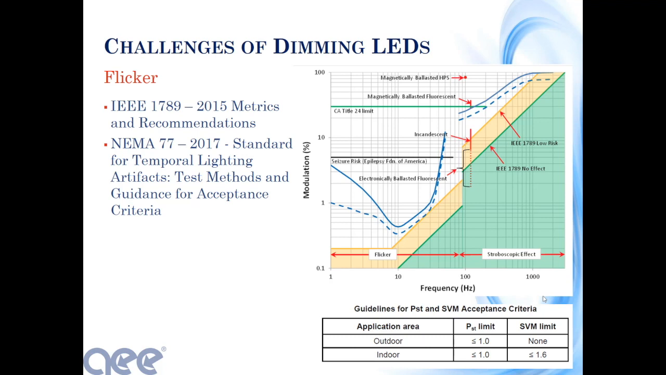NEMA just published a standard, NEMA 77, this spring, which is the standard for temporal lighting artifacts. It's a test method, and it has a guide or more acceptance criteria for dimming. They talk about PST, which is short-term flicker indication, and SVM, stroboscopic visual measurement. These limits are there to say, well, what's acceptable?